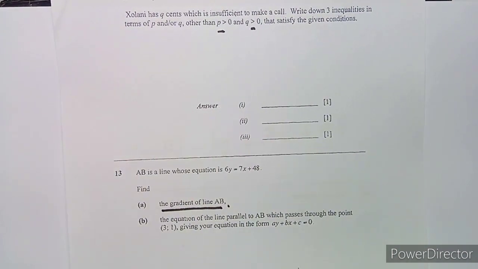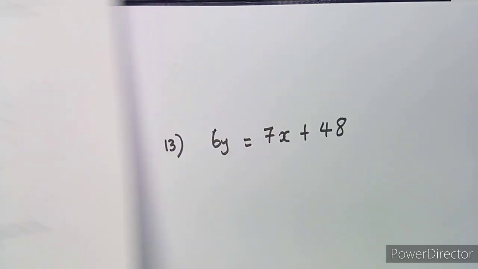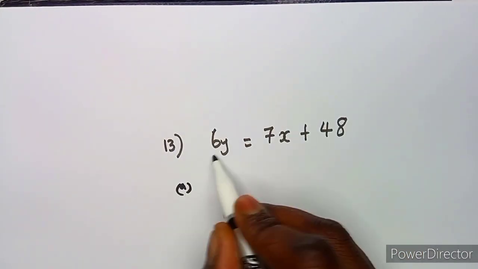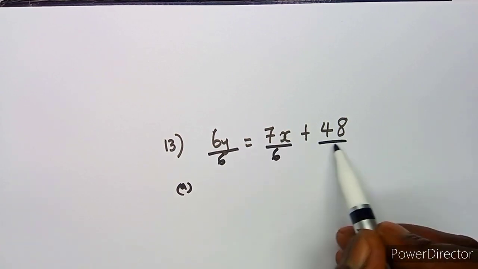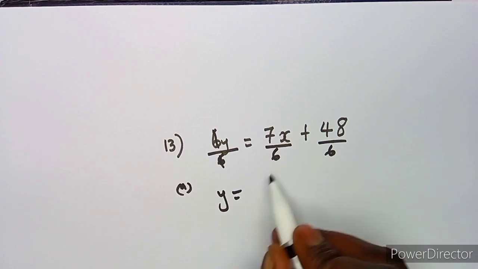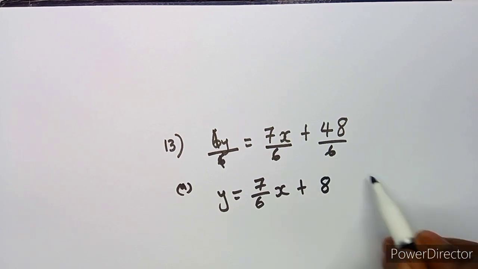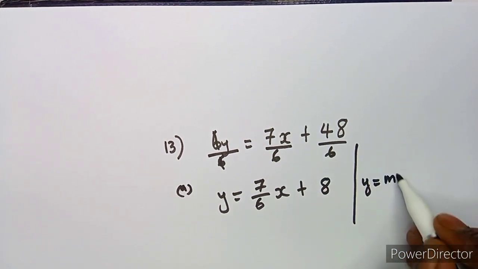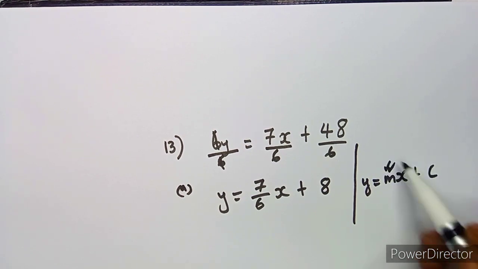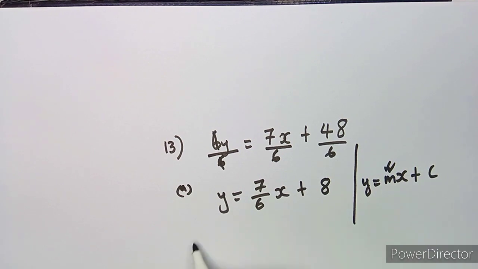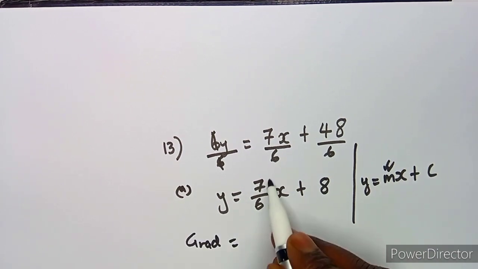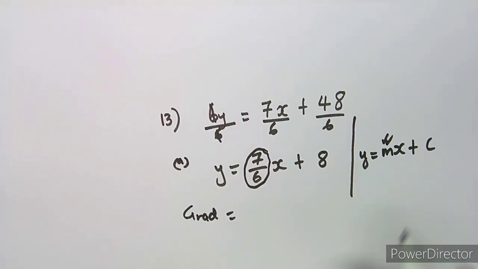So remember, guys, I told you, whenever you're asked to calculate the gradient from an equation of a straight line, you simply make y the subject. Already here we can just divide each and every term by 6. The moment we do this, we are going to be left with 7 over 6 x plus 8. So why are we doing this? Because the moment we write our equation in the form y = mx + c, this m represents your gradient. So our gradient is going to be this m, the value that is affecting x, which is 7 over 6. So that is your gradient in this case. All right, just like that, guys.